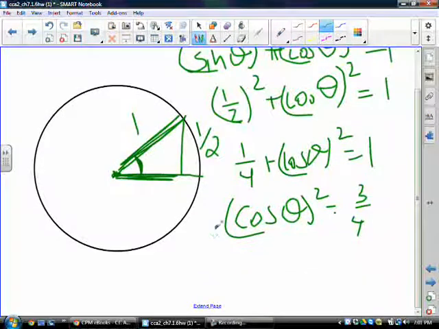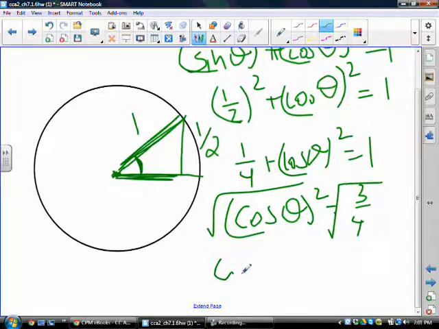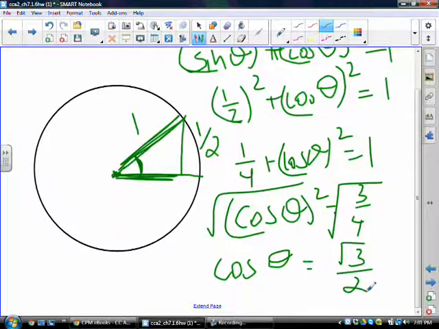Take the square root of both sides, so I get cosine of theta equals square root of 3 divided by 2. So now the cosine, my horizontal distance, is radical 3 over 2. Now, these relationships might not look familiar. You're like, is that 30, 60, 90, or 45, 45, 90? It doesn't look familiar. What if we multiplied all of these numbers times 2?